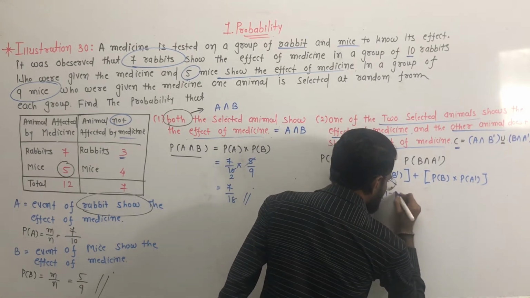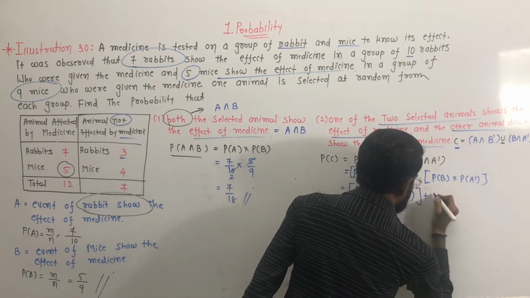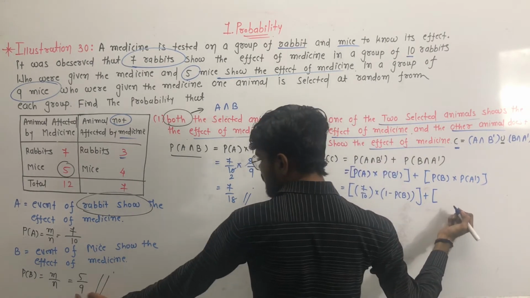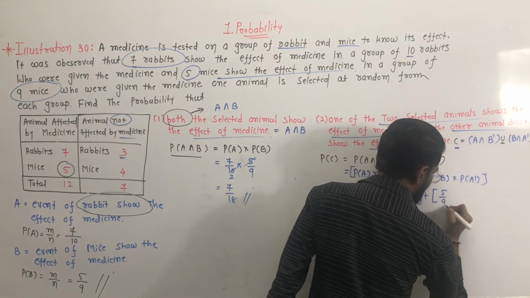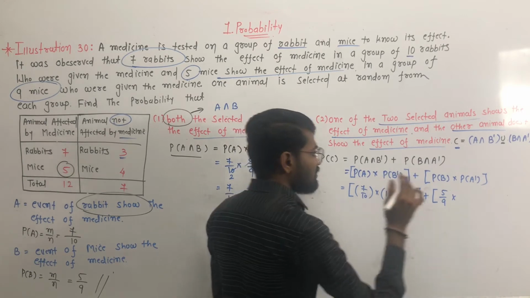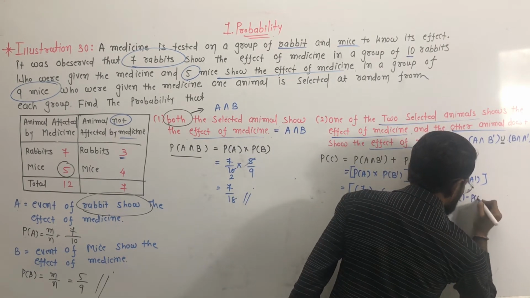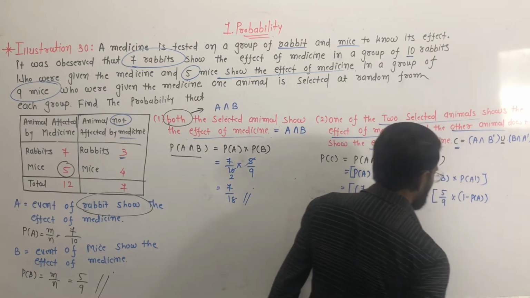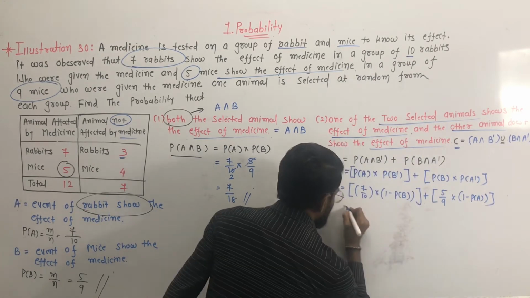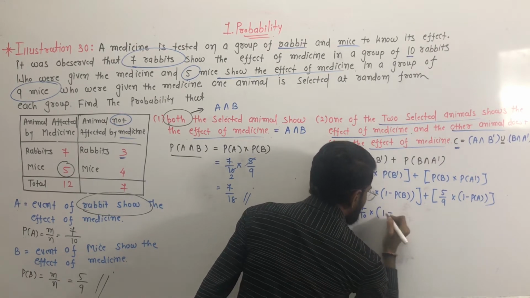P of B dash is equal to 1 minus P of B. Clear? Okay, plus P of B, put the value of P of B as 5 by 9, multiplied by P of A dash. We know P of A, and P of A dash is equal to 1 minus P of A. Done? Okay, then 7 by 10 multiplied by 1 minus P of B.